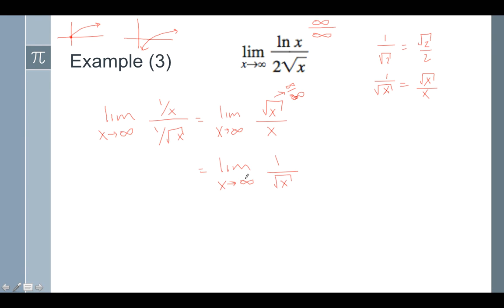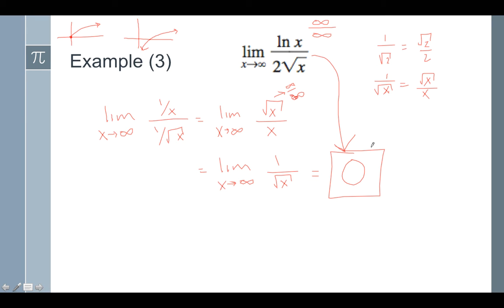Well, as x goes to infinity, I think we can do this one now. As the radical function goes to infinity, that becomes infinity. So I get something like 1 over infinity, but as x gets really, really big, my fraction gets really, really small, and it tends toward 0. And that's our answer. The limit of this function is equal to 0.